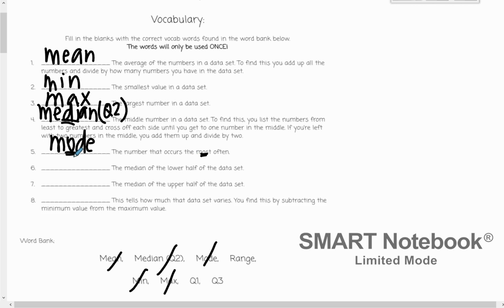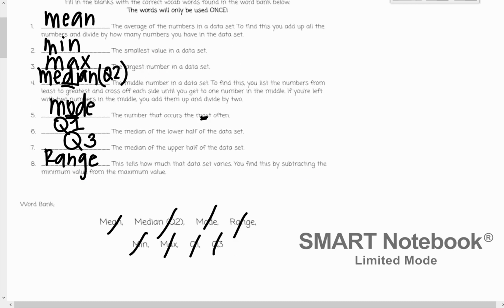The median of the lower half. So we split that data into two parts, our lower group and our upper group. Then we find the median of that lower group. That is called our Q1, or our first quartile. The median of the upper half: when we split that data into two groups, and we find the median of that upper half, that is our Q3, or our third quartile. Last but not least, this tells how much the data set varies. You find this by subtracting the min from the max. That is our range. Just a little vocab also helps us throughout the rest of the study guide if we forget what any of these words mean.